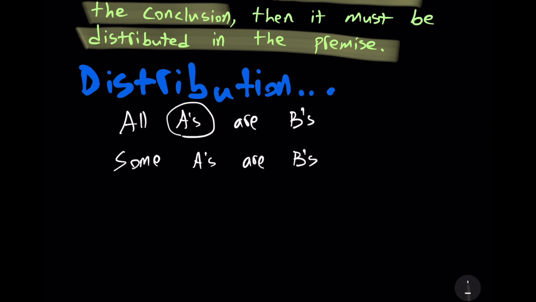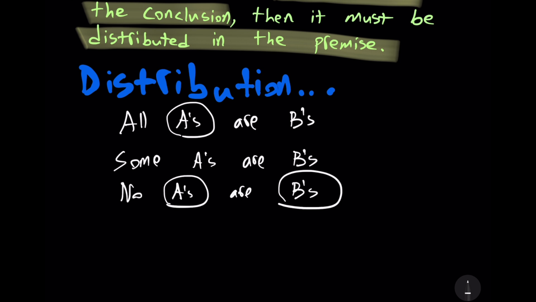In a universal negative proposition, such as no A's are B's, both the subject A and the predicate B are distributed. In a particular negative proposition, such as some A's are not B's, the predicate term, B, is distributed. We're going to go through an example.